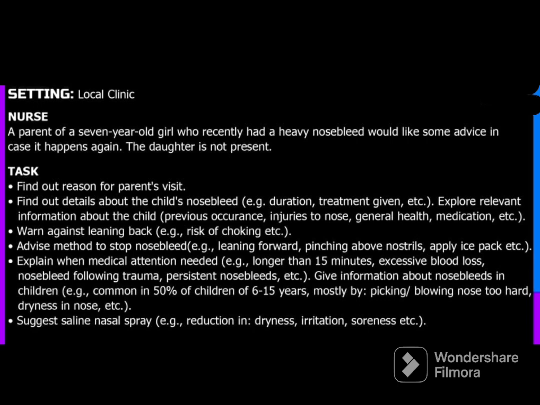Then the parent will say, good morning sister, my name is Johnson. I came here for my 7-year-old girl who recently had a heavy nosebleed. I am so worried. My wife and I are so worried, and we don't know what to do if it happens again. Especially when you are talking to a parent, you have to be sympathetic, and you have to give more reassurance, at the start, in the middle of the conversation, and at the conclusion. The next task is to find out details about the child's nosebleed.